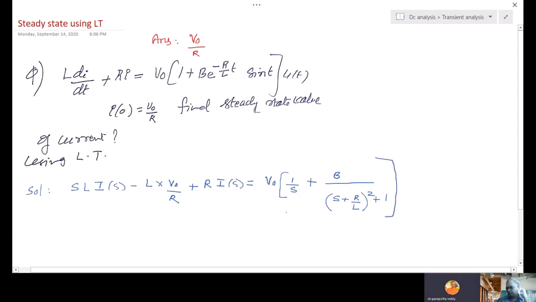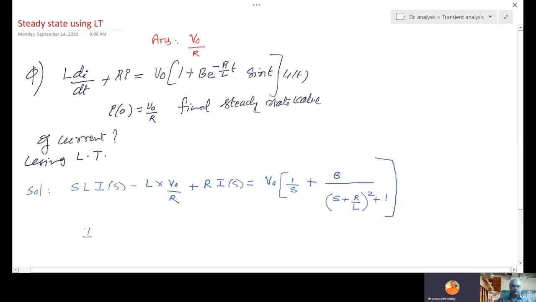You should know all the properties: time shifting, frequency shifting, then time differentiation, time integration, initial value, final value, and so on. All the properties you should know.